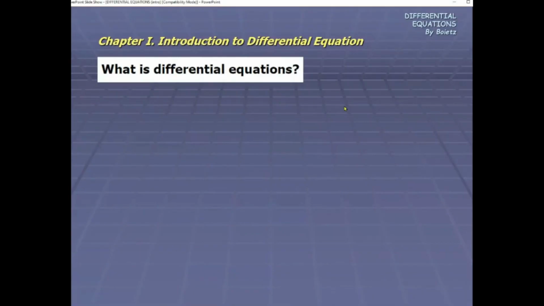Okay. So what is a differential equation, by the way? Na-record ko ba? Okay, naka-record. Okay. So what is a differential equation?